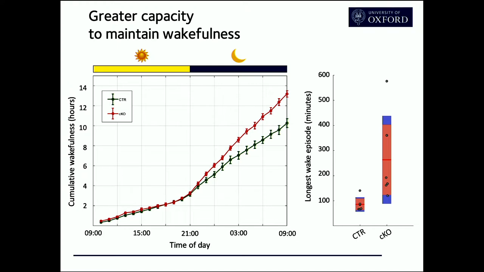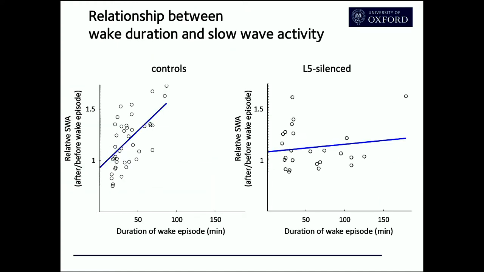So the obvious question is, does this have something to do with sleep homeostasis? And in order to quantify this, we looked into the relationship between the duration of individual wake episodes and the buildup of slow wave activity. And as you see here in the controls, this well-described positive correlation is visible. So the longer the animals are awake, the more slow wave activity builds up. Whereas in the layer five silenced animals, this correlation is absent. We only have a numerically small increase in slow wave activity with the duration of wakefulness.